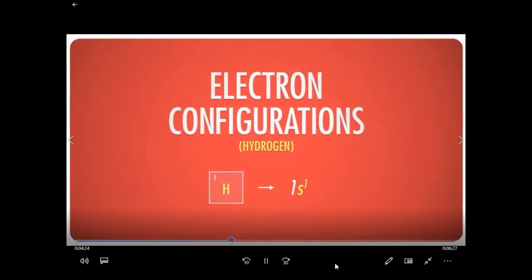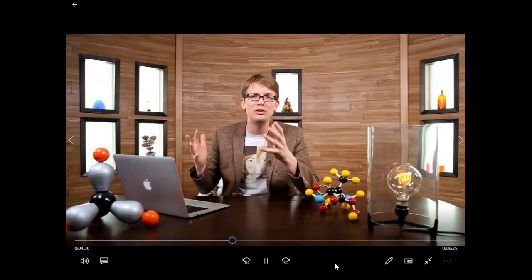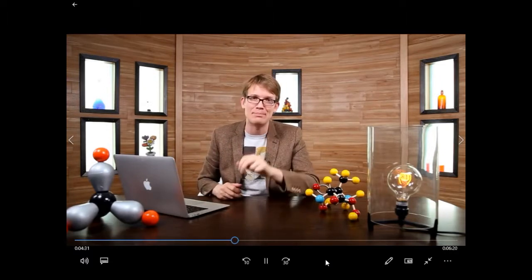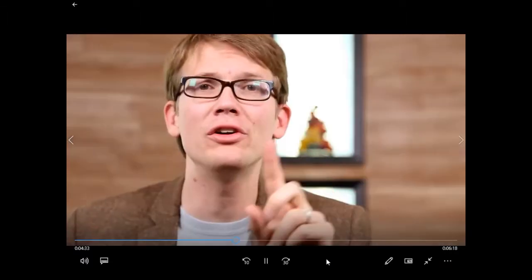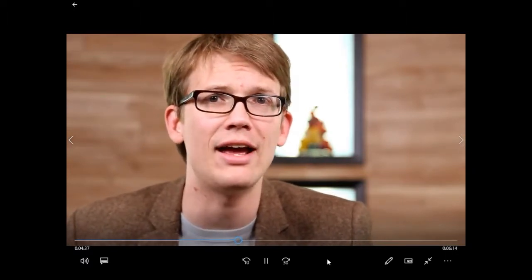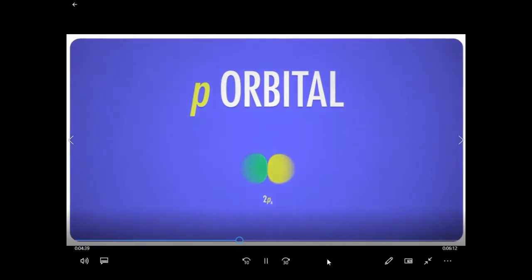Hydrogen has 1 electron in its s orbital. Helium, an ultra-stable, very low-energy noble gas, has 2. It's happy because it has its shell filled. But of course, there are other sorts of orbitals as well. After we fill the first and second s orbitals, we move on to fill in the p orbital, or rather, I should say p orbitals, because we're talking about 3-dimensional space.